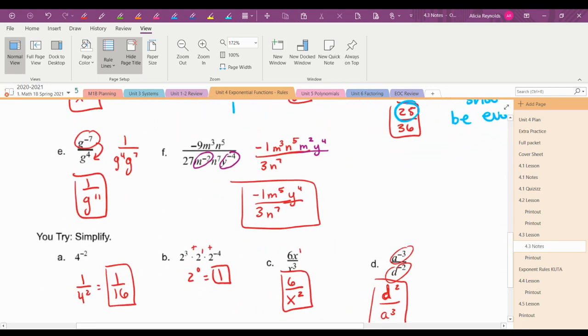Here for E, I have a negative 7 that needs to move to the happy neighborhood. So I get 1 over g to the 4th times g to the 7th, which then I need to add. I need to understand that sometimes, when I move my variable to the numerator or denominator to change the sign on my exponent, I can create a product rule that needs to be simplified further.